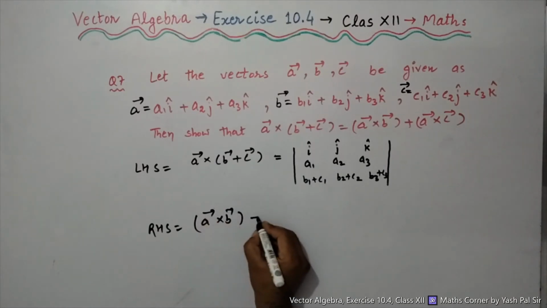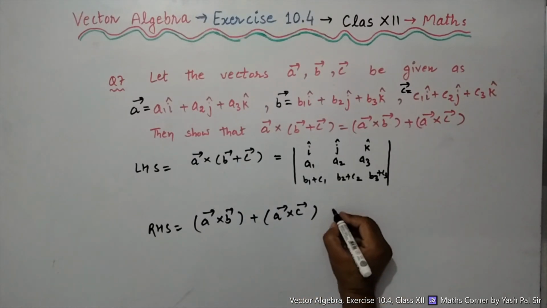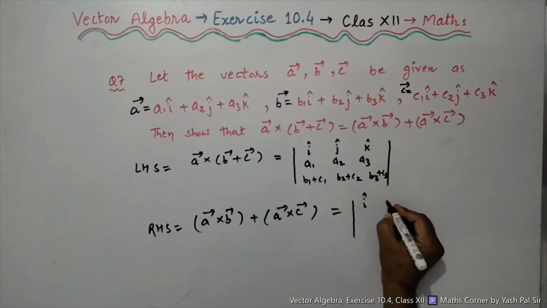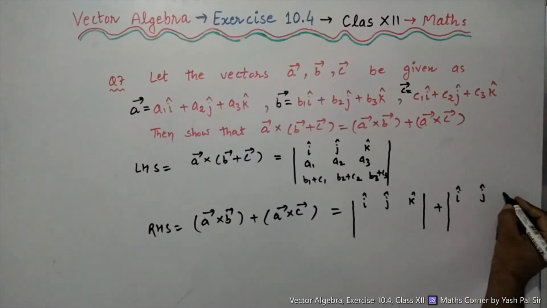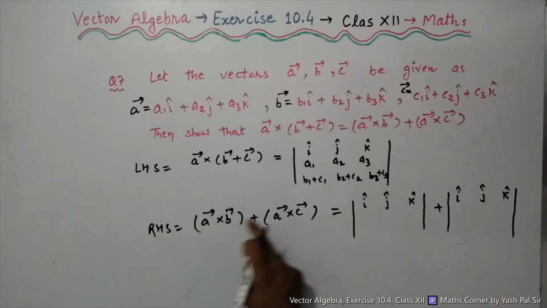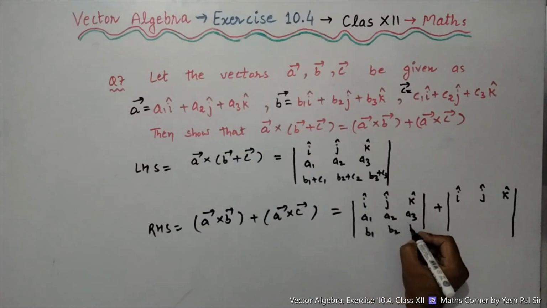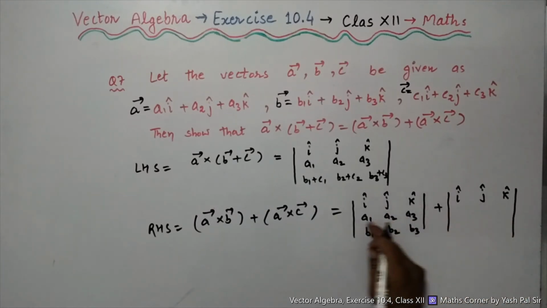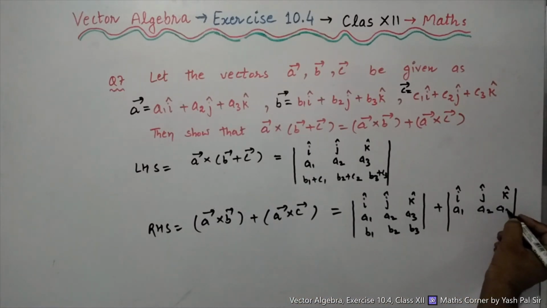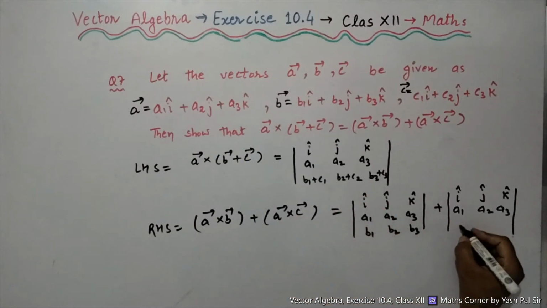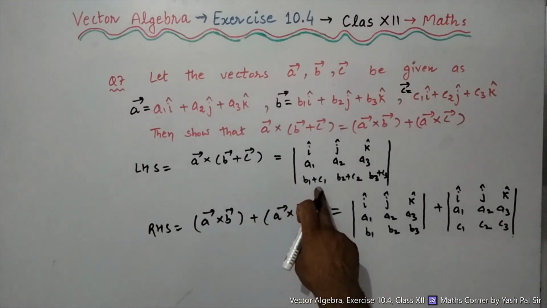is equal to A cross B plus A cross C. So this is equal to the determinant i, j, k, A1, A2, A3, B1, B2, B3, plus the determinant i, j, k. Here A is A1, A2, A3, C are C1, C2, C3.